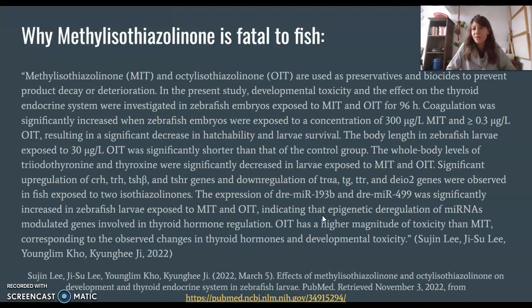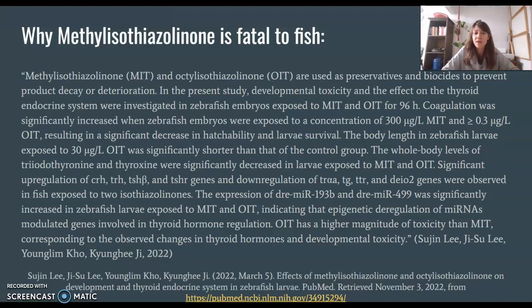So MIT is fatal to fish. I was able to find a study on zebrafish embryos that were exposed to MIT. And essentially what they found was that there was a decrease in hatchability, a quite notable one in fact, and larvae survival. And so many of the larvae fish were not able to survive past that larval stage. What happened was that the fish that did survive, they had a notably shorter lifespan, and they were also notably smaller in size.